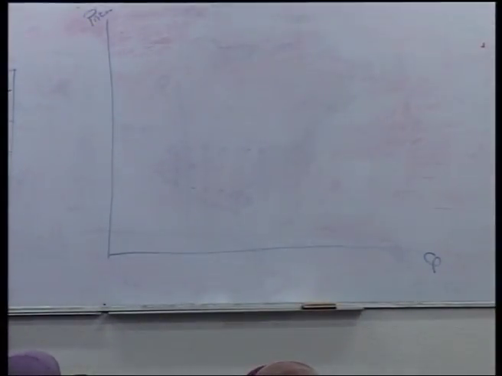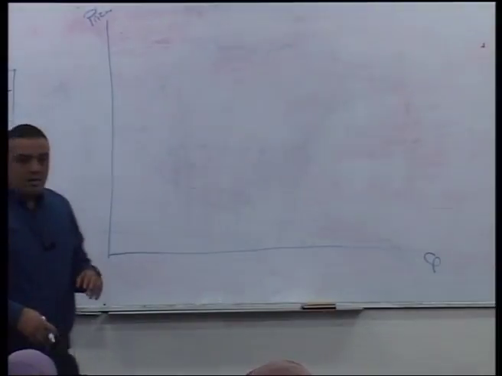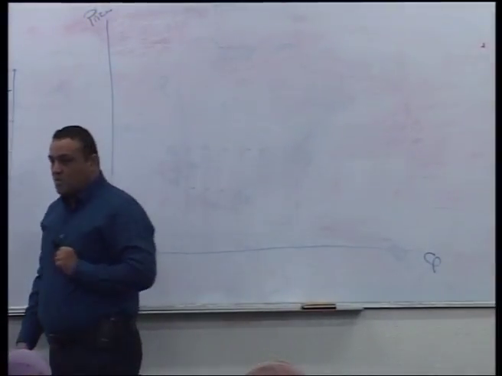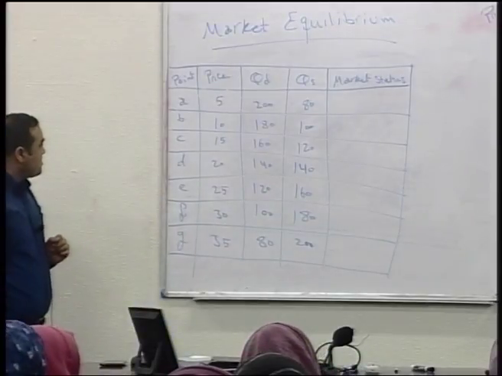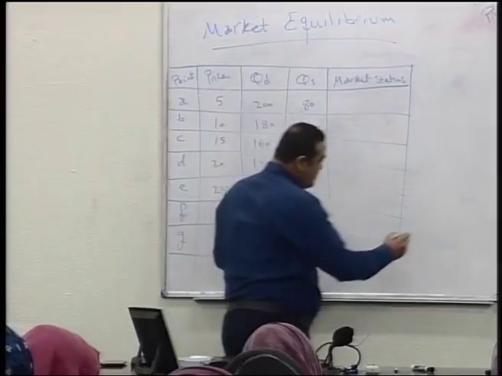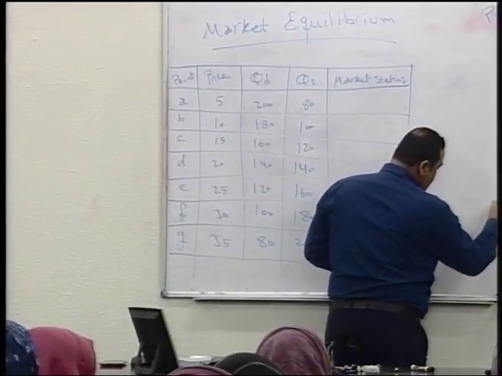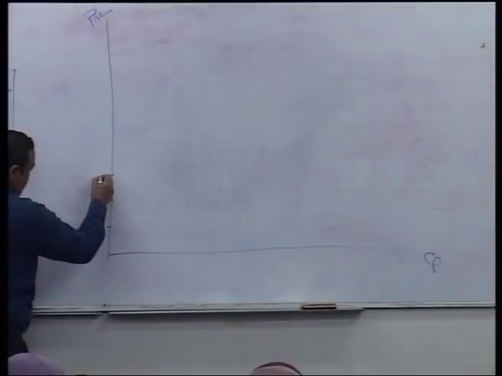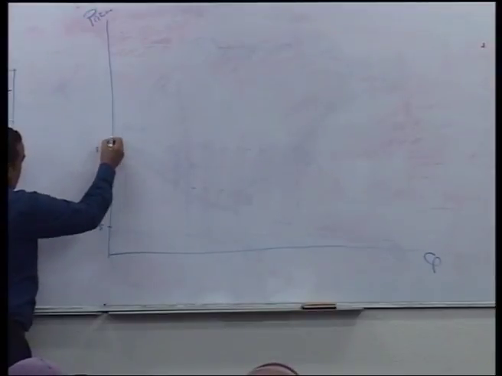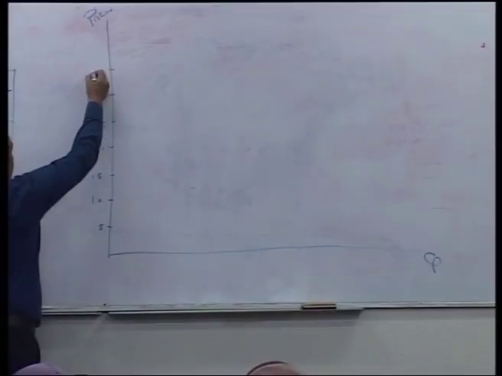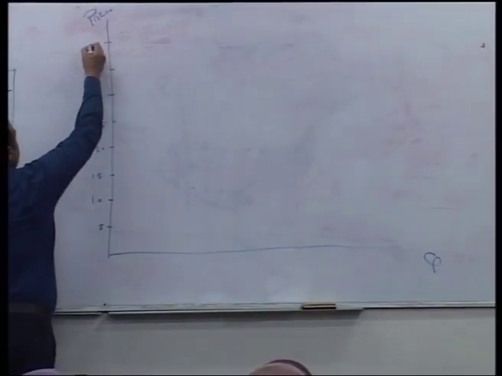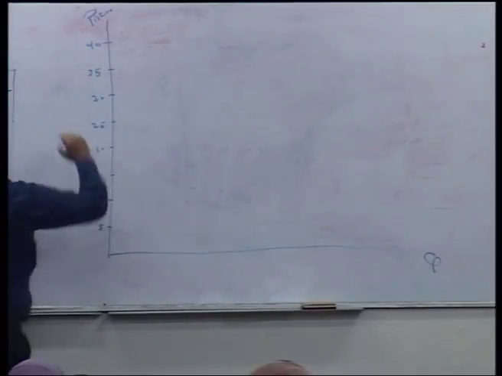We will begin with demand, and then once we finish, we will go to supply. Okay? Prices: 5, 10, 15, 20, 25, 30, 35, 40. That's it. Okay.